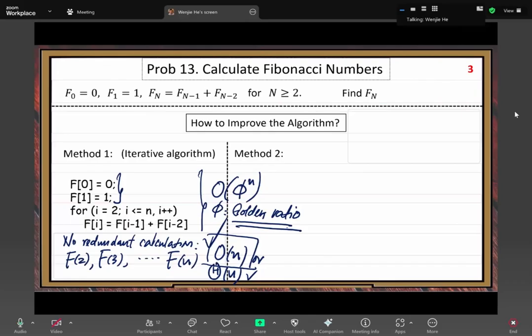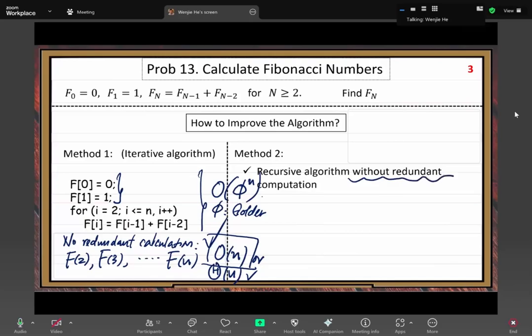The implementation idea is very valuable, so let me talk about that. Our goal is to write a recursive algorithm implementation without redundant computation. You can compare the difference with the first one. In the first one, we avoid recursion directly, so we don't have anything about recursion. But in method 2, we keep the recursion. We do not throw away the recursion.